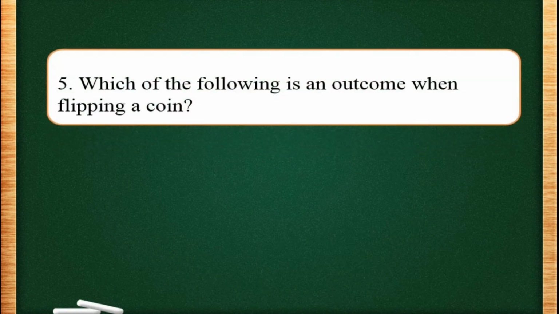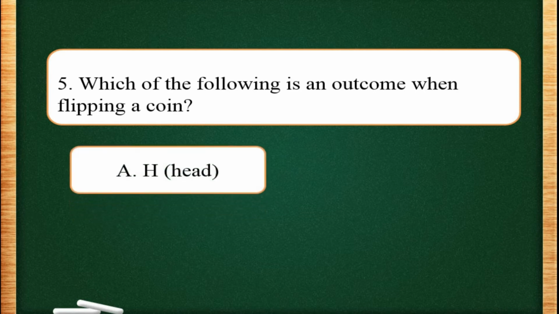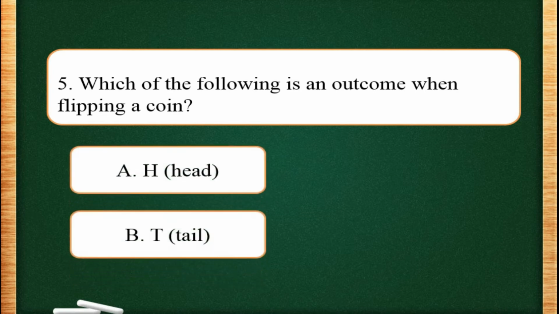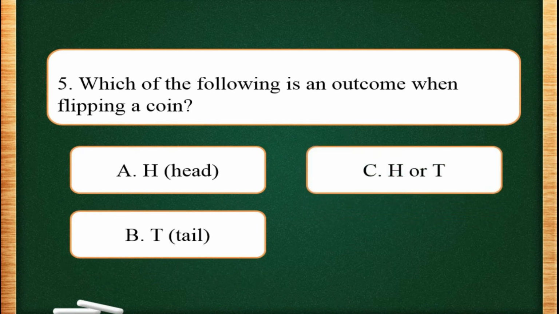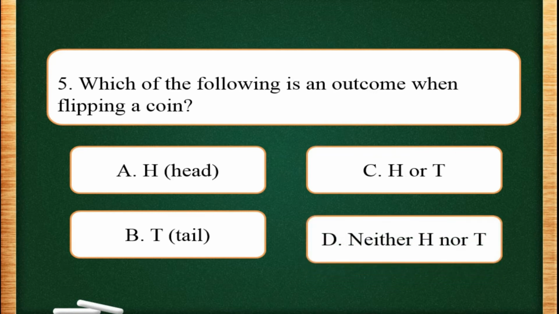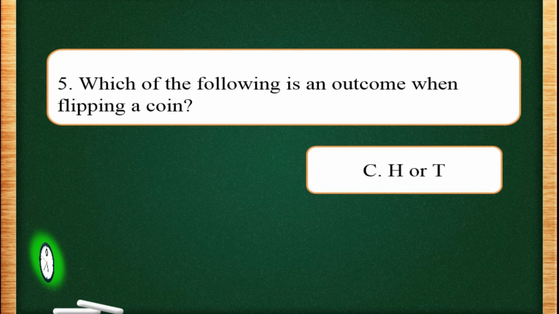Number 5. Which of the following is an outcome when flipping a coin? A. H for head. B. T for tail. C. H or T. D. Neither H nor T. Correct answer, C. Head or tail.